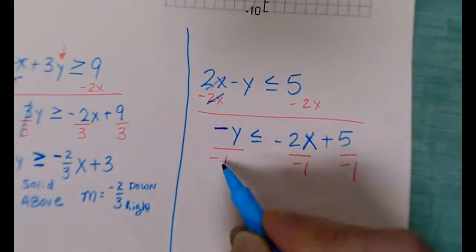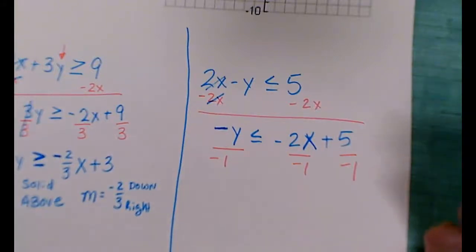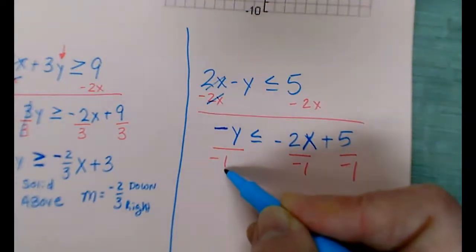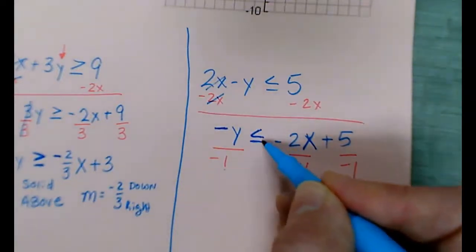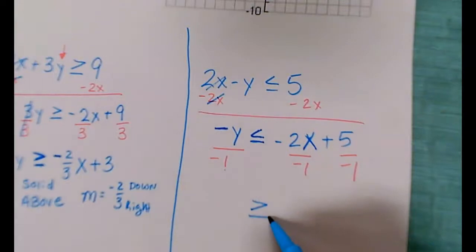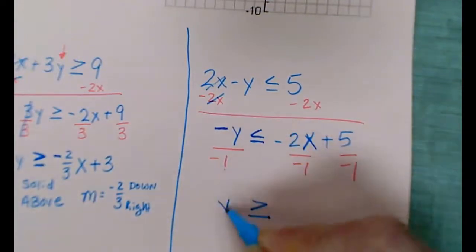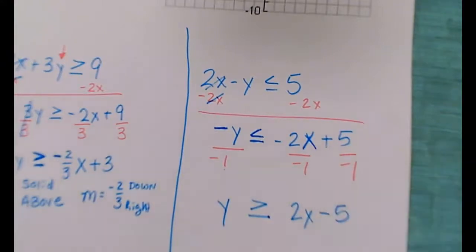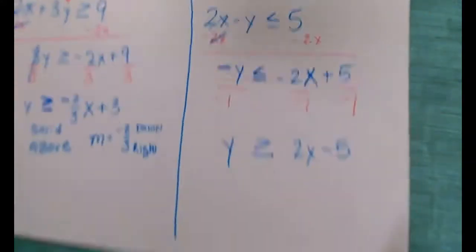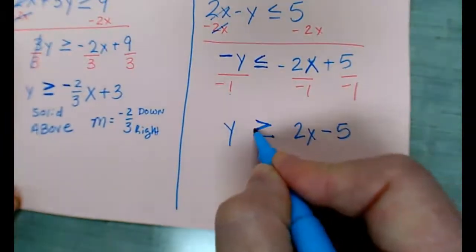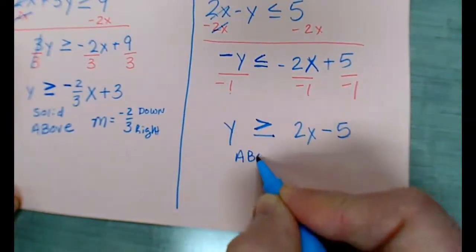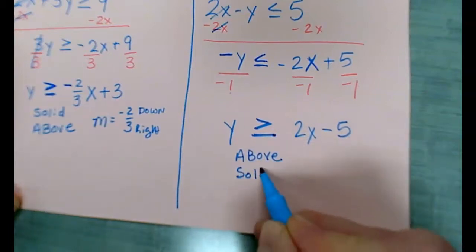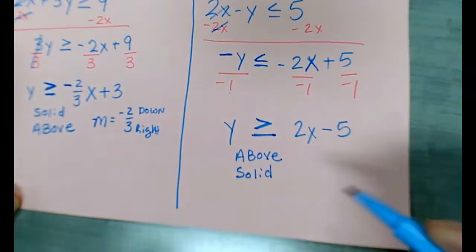When you're dividing by a negative number, when there's a negative number in the bottom, that flips the inequality sign. The y's cancel out, the negatives cancel out, and that's a -5. This is a greater than, so I'm going to shade above the line. This is or equal to, so it's going to be a solid line.